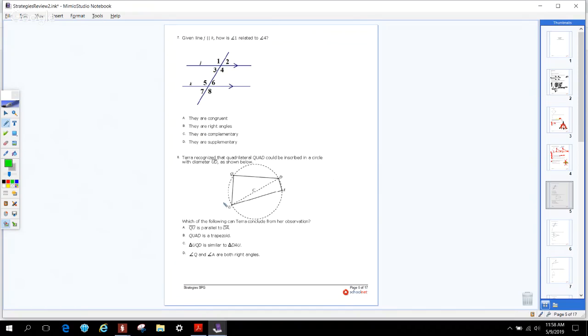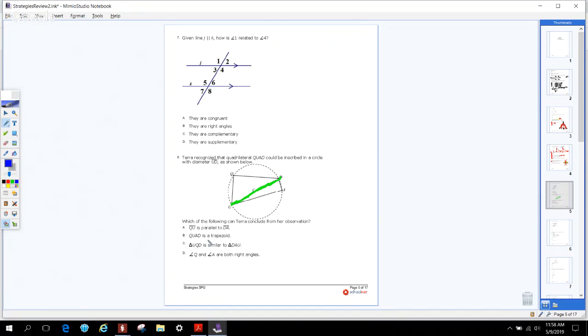Here, let's look at this one. Here it wants to know what's an observation we can make. The main important thing is they call this a diameter. Generally speaking, they're not going to give you a piece of information unless it's important. So that happens to be important.